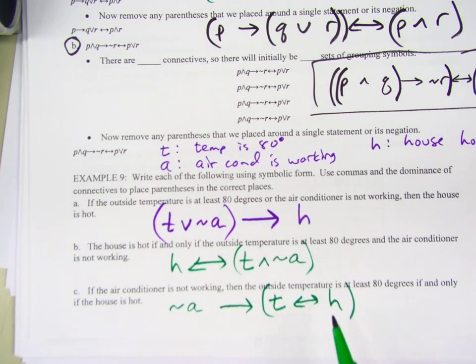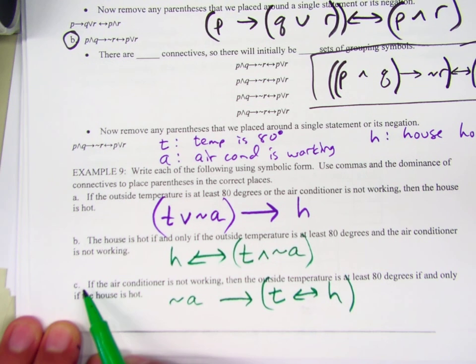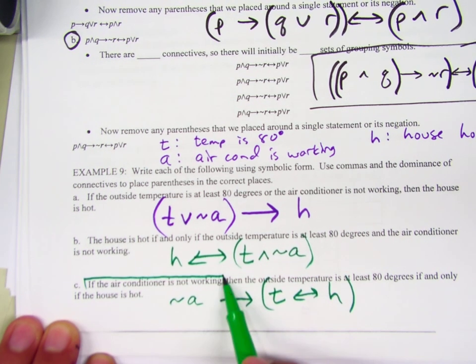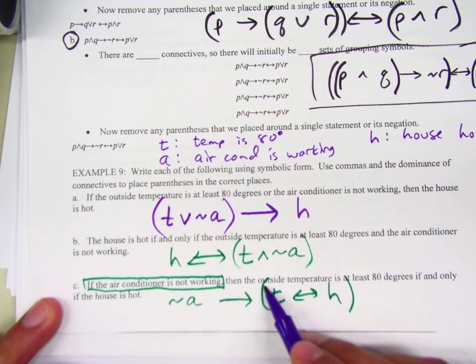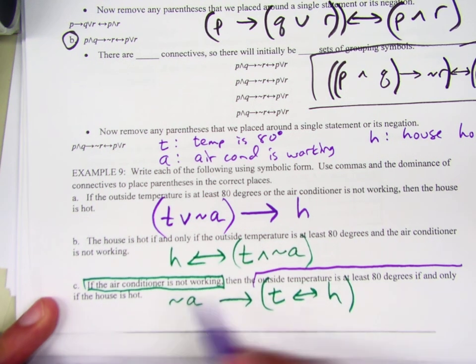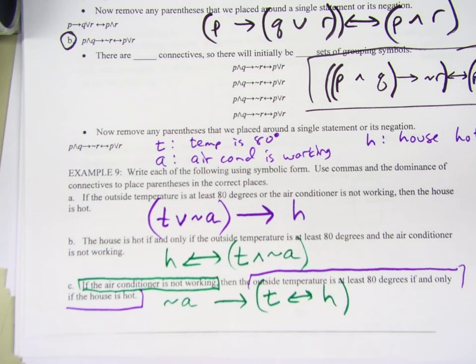It's not like order of operations where we just fill in the parentheses on our own. Okay, they're telling us where to put the parentheses based on how we say this. If the air conditioner's not working, right there's a pause, right? Then outside temp is at least 80 if and only if the house is hot. So you see how that purple stuff goes together? So that gets grouped in its own set. Okay, that would be like the equivalent.